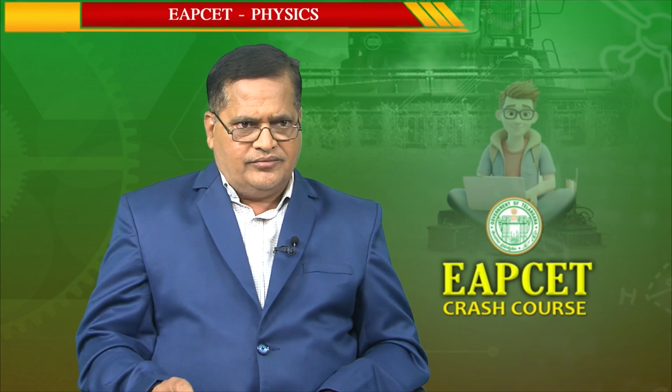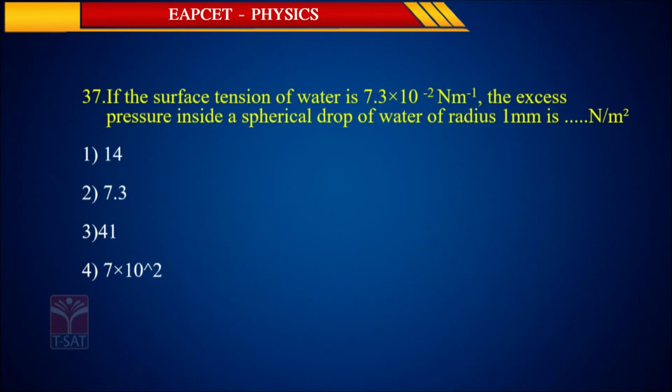And next here, this question you see that children, the surface tension of water is 7.3 into 10 to the power minus 2 Newton per meter square. The excess pressure inside the spherical drop of water, then pressure P is equal to 2T by R, take this formula.